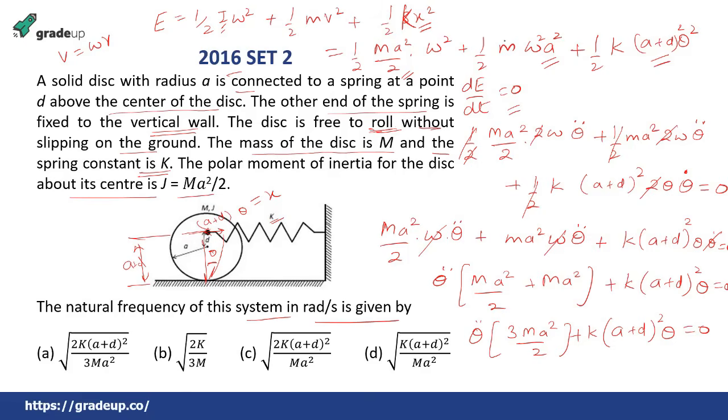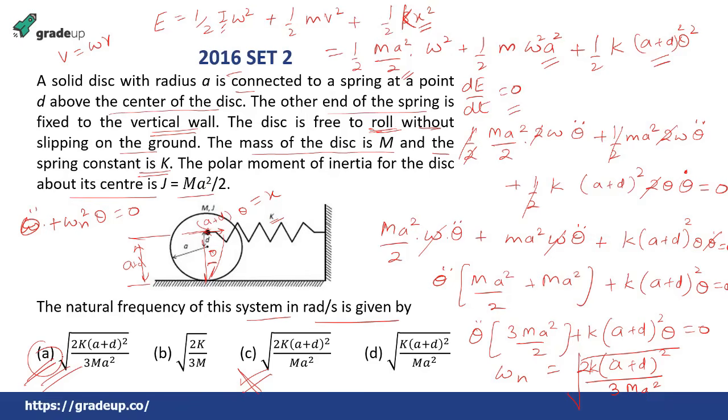Okay, you can compare this equation with simply like this, theta double dot plus omega n square theta equal to 0, and when you simplify this, you will get omega n equal to square root of 2 k a plus d square upon 3 ma square, like this. So the answer is option number C. No, not option C, option A. Sorry, this is not C, because here 3 is also there. Correct answer is option A, that is 2k a plus d square upon 3 ma square.